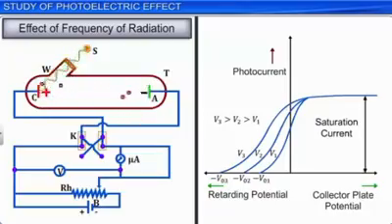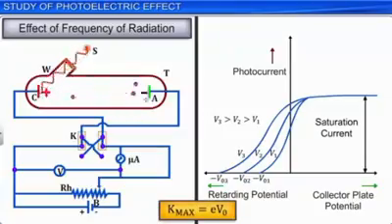As the frequency of radiation increases, V0 increases. This implies that the maximum kinetic energy of the ejected electrons also increases, according to the relation eV0 for maximum kinetic energy of photoelectrons. But the maximum kinetic energy is independent of the intensity of radiation.